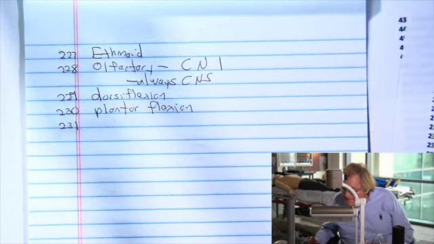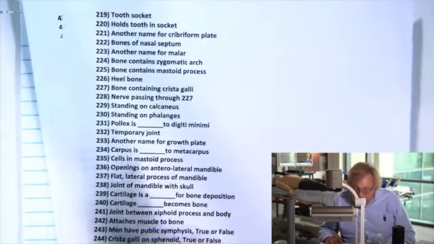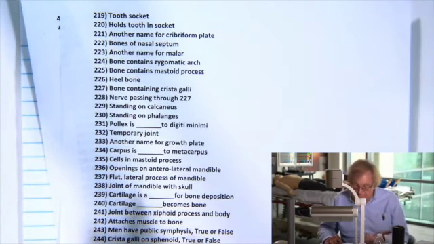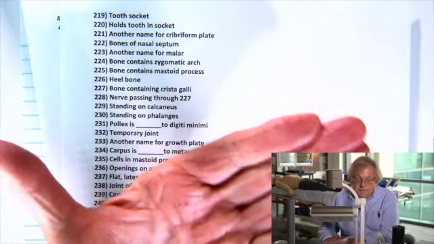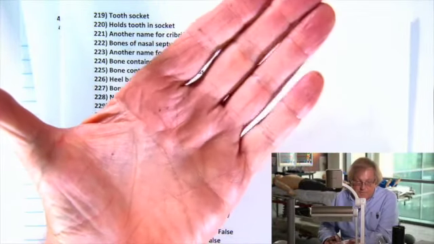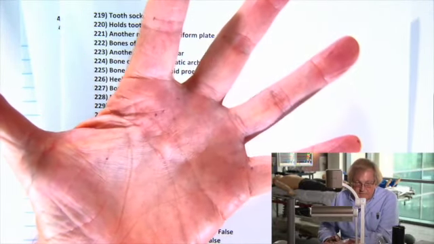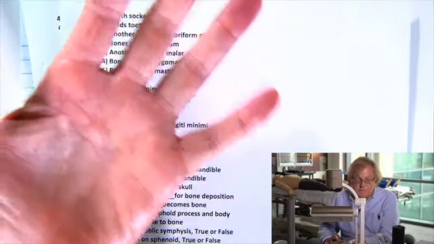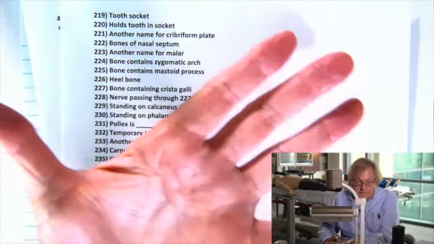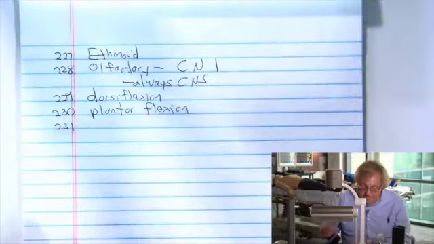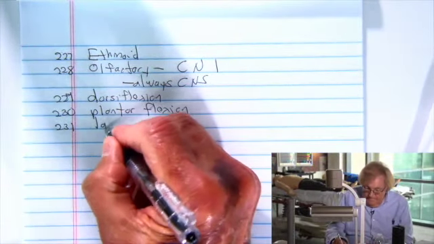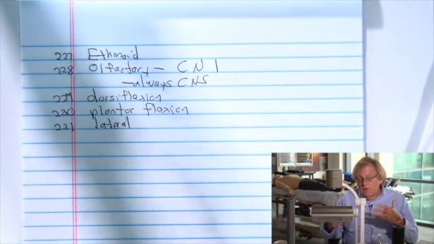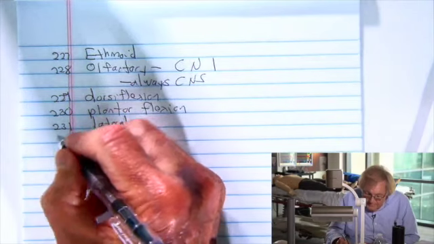231, it says the pollex is blank to the digiti minimi. Remember the thumb, okay? So remember in your anatomical position, when I'm in the anatomical position, the anterior surface of my palm is facing forward. And the question is, my pollex is what to my digiti minimi? And the answer is it's lateral. You have to be careful when you're looking at your hand or your feet that you're always thinking you're in the anatomical position.